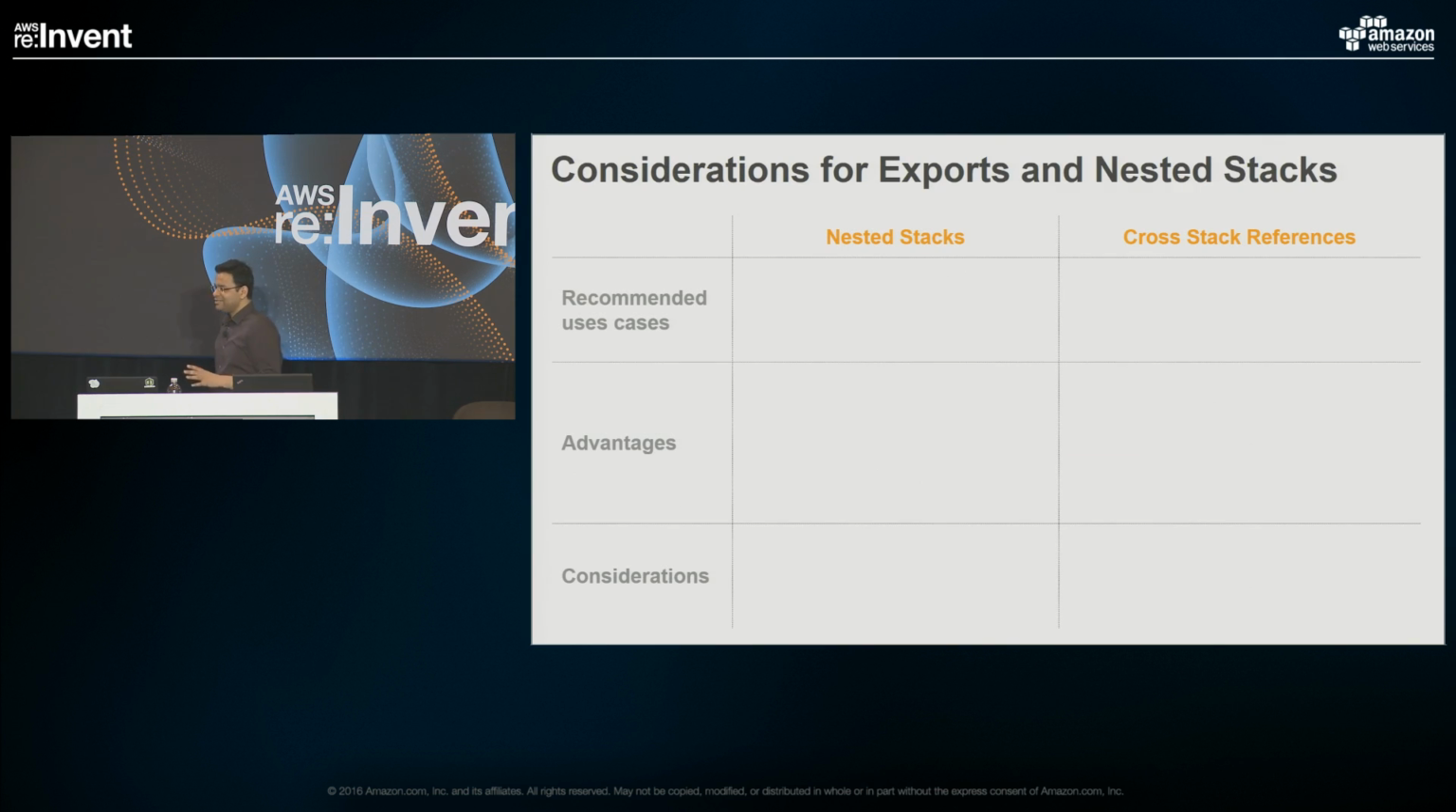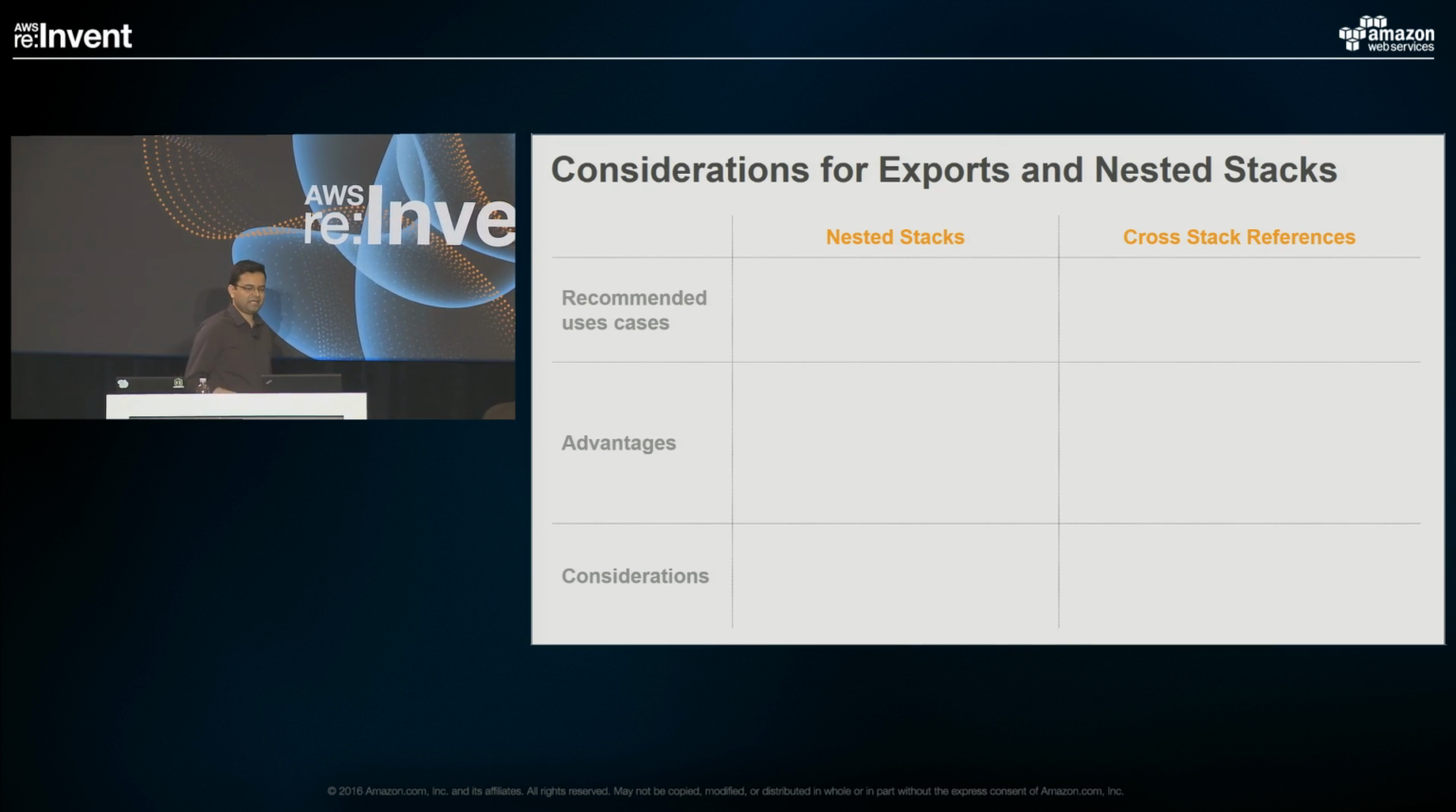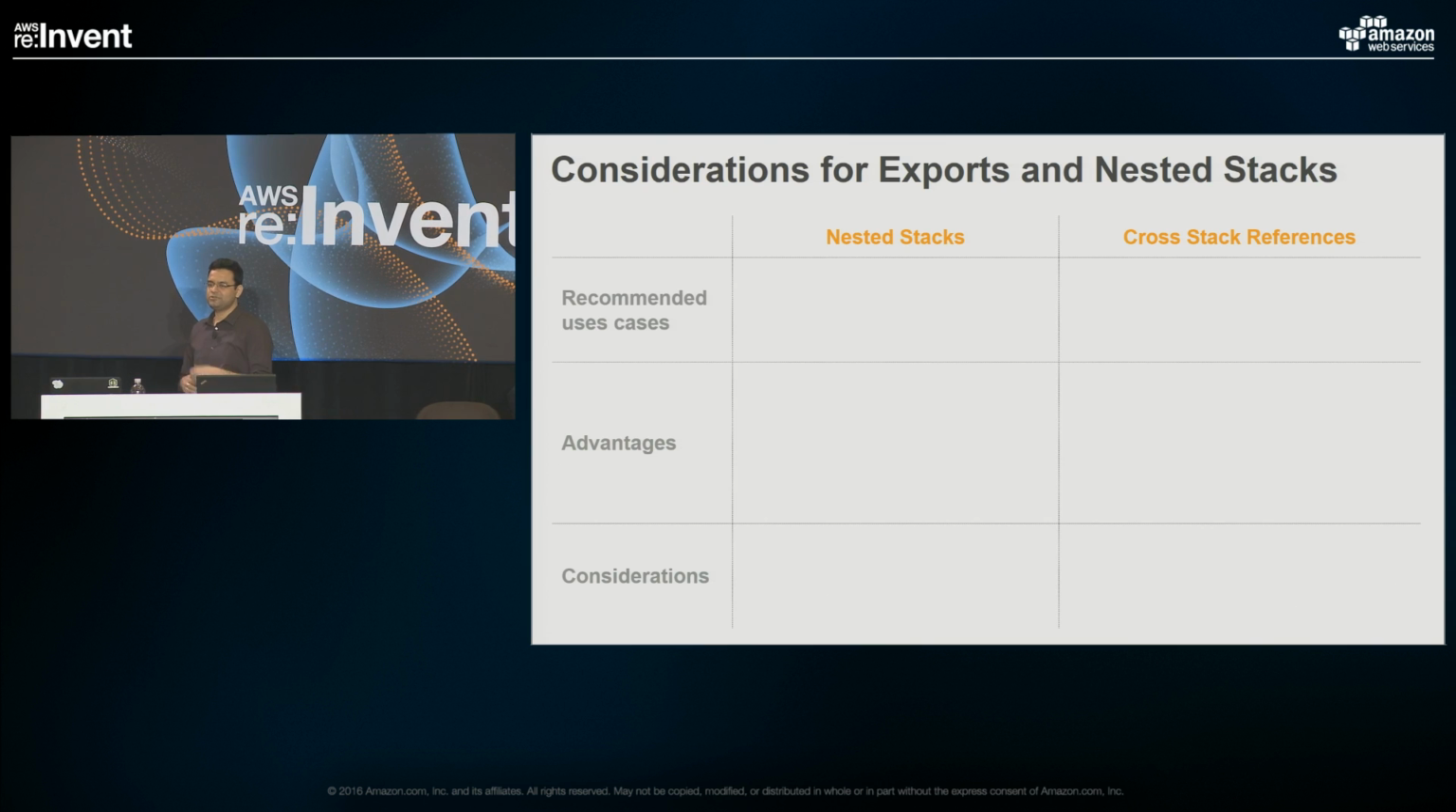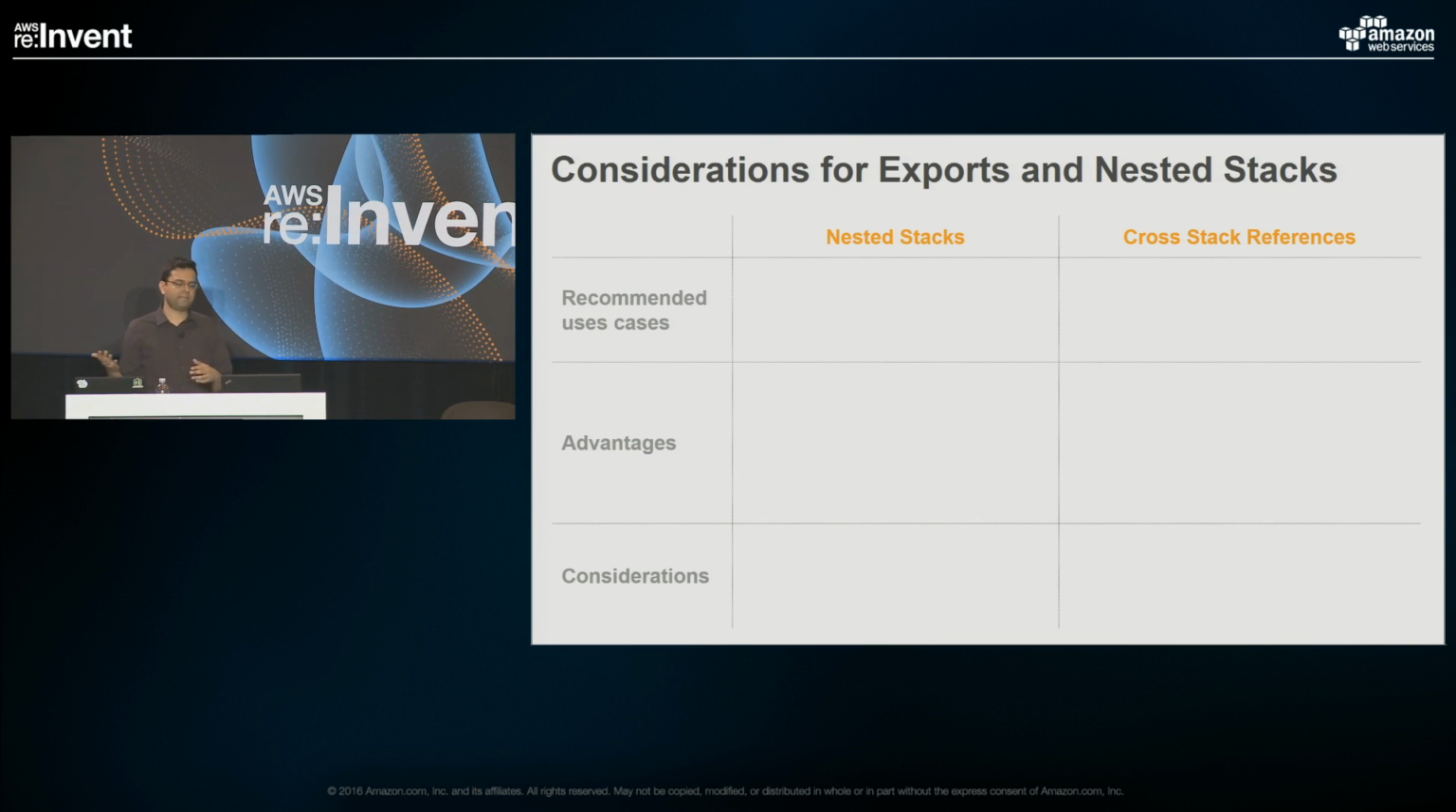So after launching Cross-stack References, we were getting a lot of questions from our customers: okay, this is the scenario, what should I use? Should I use nested stacks or should I use Cross-stack References? I would like to point out at this point that it's important to remember that these are not alternatives to one another. You can use either nested stacks or cross-stack references, or you can have a hybrid of both the features. It totally depends on your architecture, how loosely coupled you want it to be, how tightly coupled you want it to be. So we thought we'll share some of the recommended use cases, advantages and considerations related to using nested stacks and cross-stack references. We'll see where these features fit in your scenario.